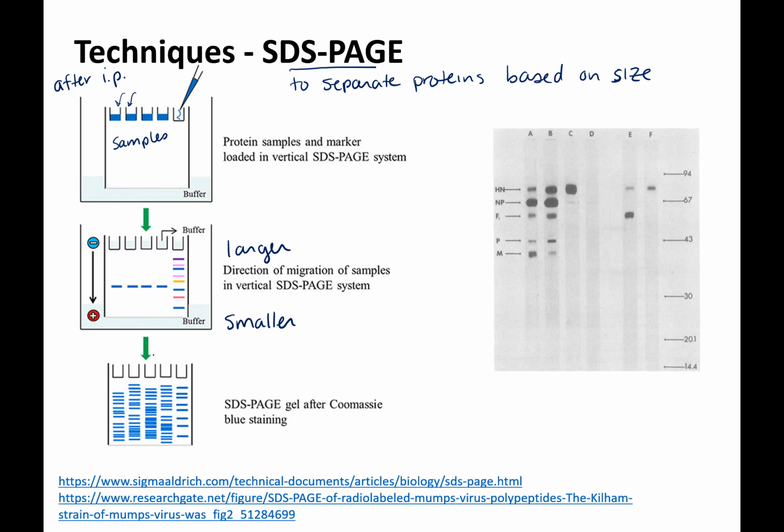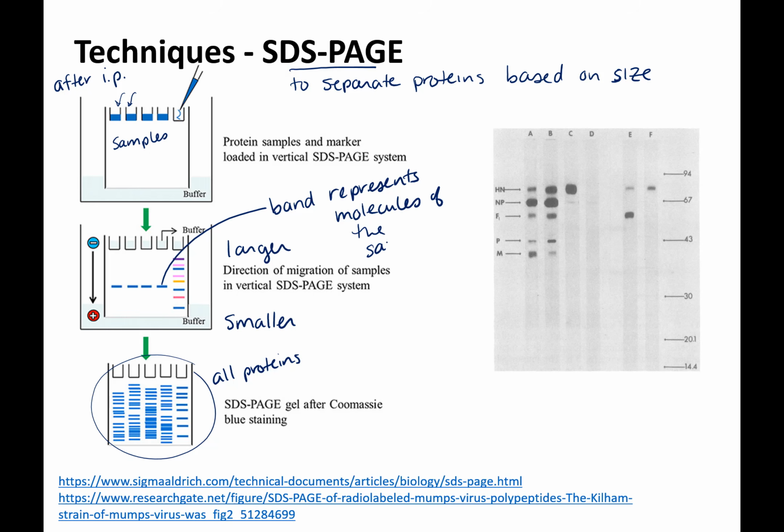And if you looked at all the proteins, there would be thousands, and you just see all these what we call bands. So the band represents molecules of the same size. So sometimes what they'll do is do what we call a Western blot, where they'll use antibodies to detect specific proteins within all of these bands.